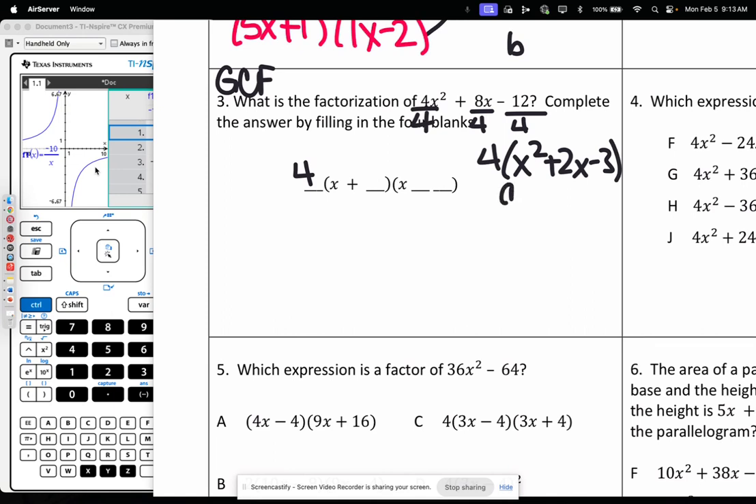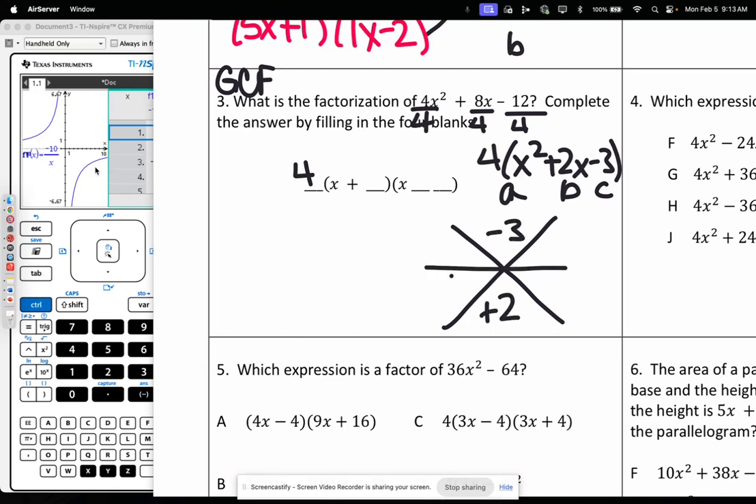So now our A is 1, our B is 2, and our C is -3. So now we can do our snowflake. AC, -3, B is a +2, A is 1. Notice again, our C is negative, so that means our signs are different. Positive, negative. The only things that multiply to get 3 are 1 and 3. So if we're subtracting, we will get 2. +3, -1 gives me a +2.